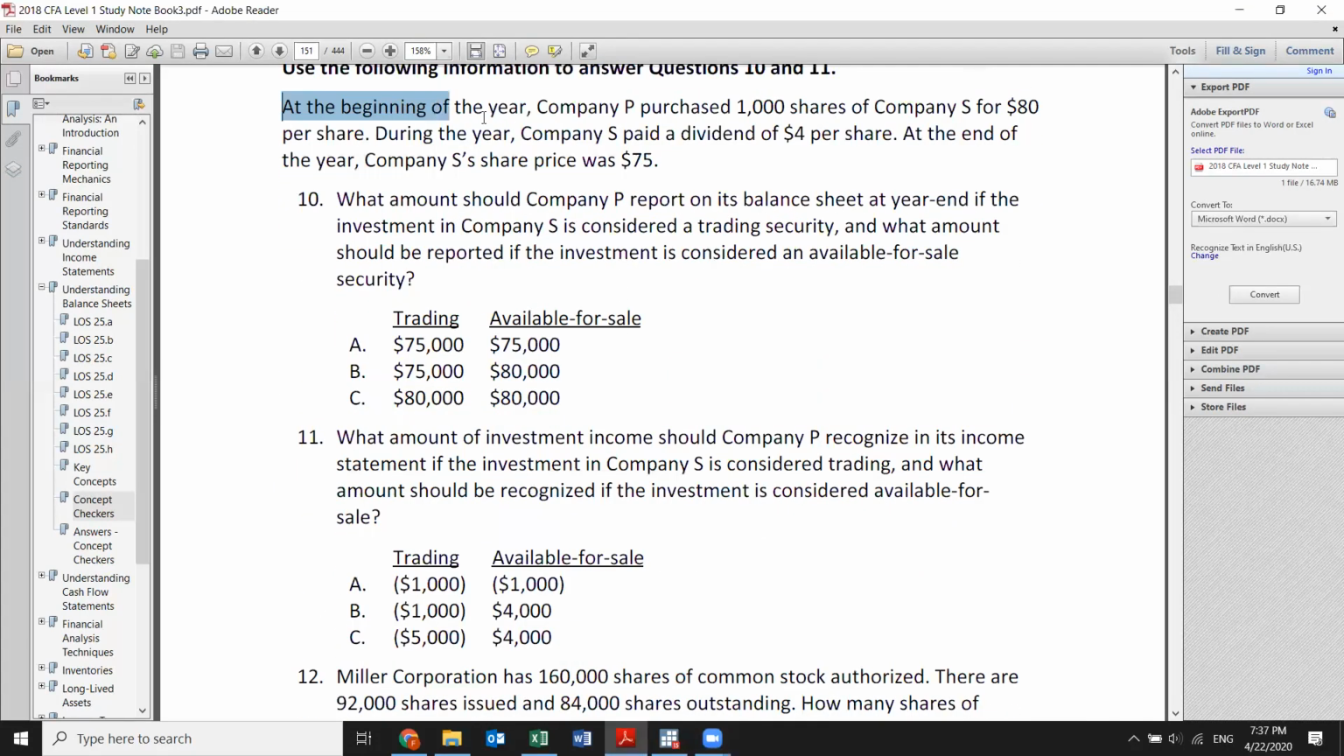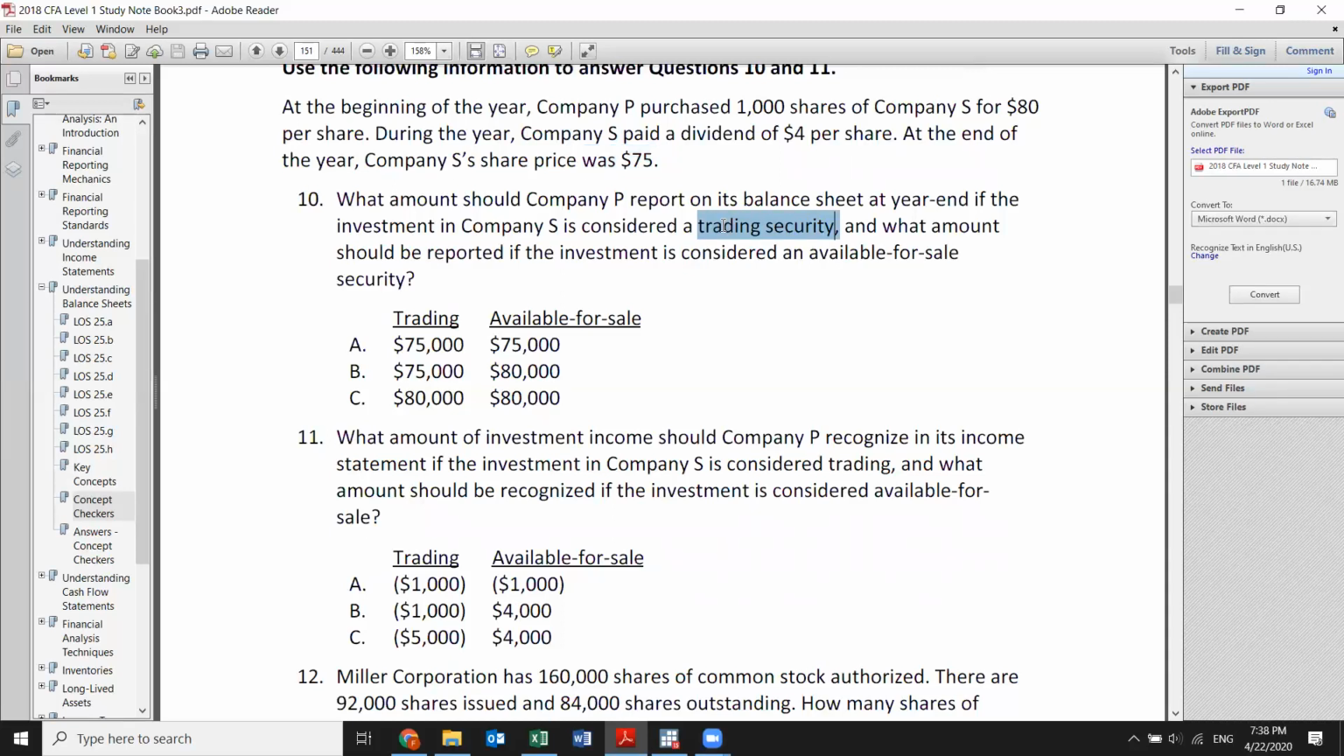So at the beginning of the year, company P purchased 1,000 shares of company S for $80 per share. During the year, company S paid a dividend of $4 per share at the end of the year. Company S's share price was $75. This is the information given. What amount should company P report on the balance sheet at the end of the year if the investment in company S is considered as a trading security?